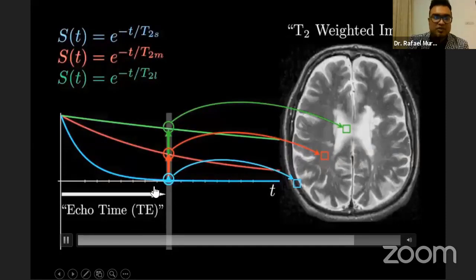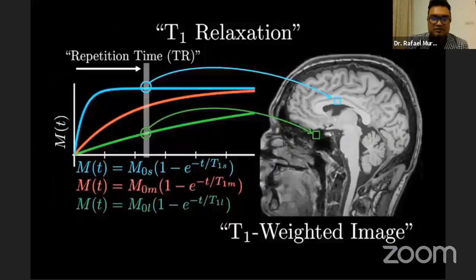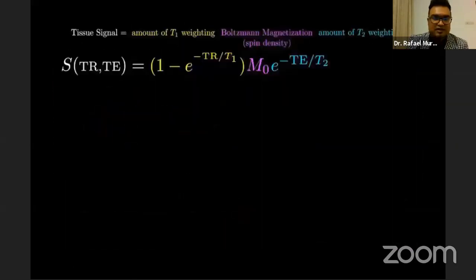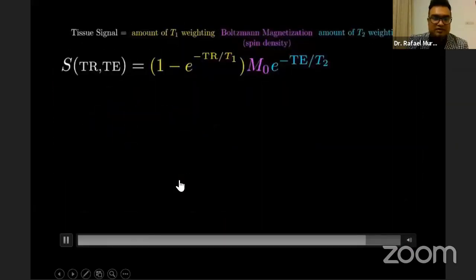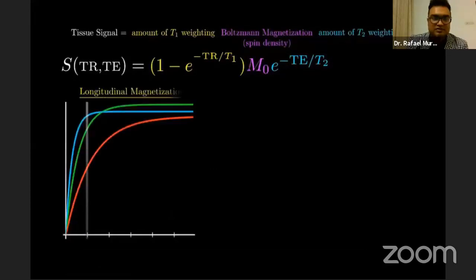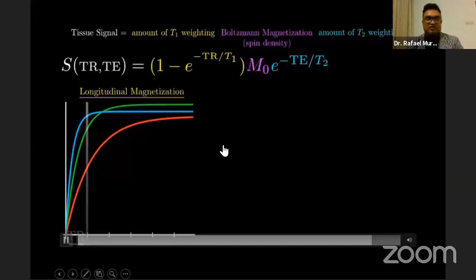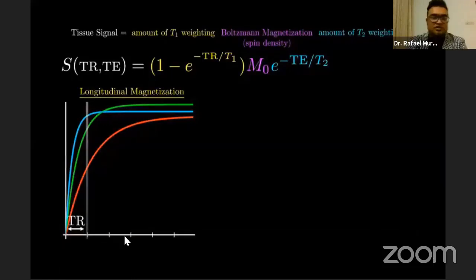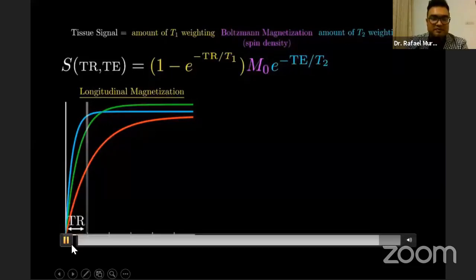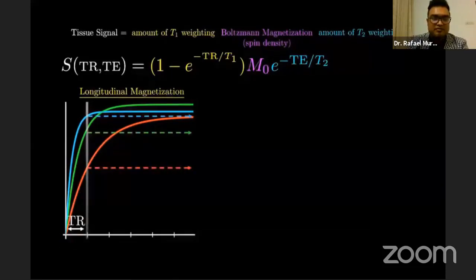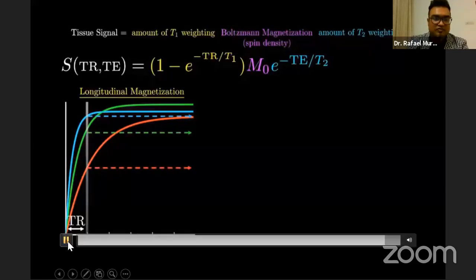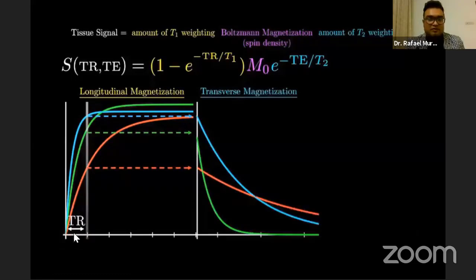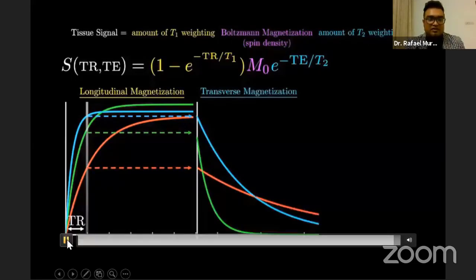So we can see a tilted image, and so there are two sorts of magnetization. One is longitudinal, one is transverse. So in case of a T1 weighted image, the TR is lesser.